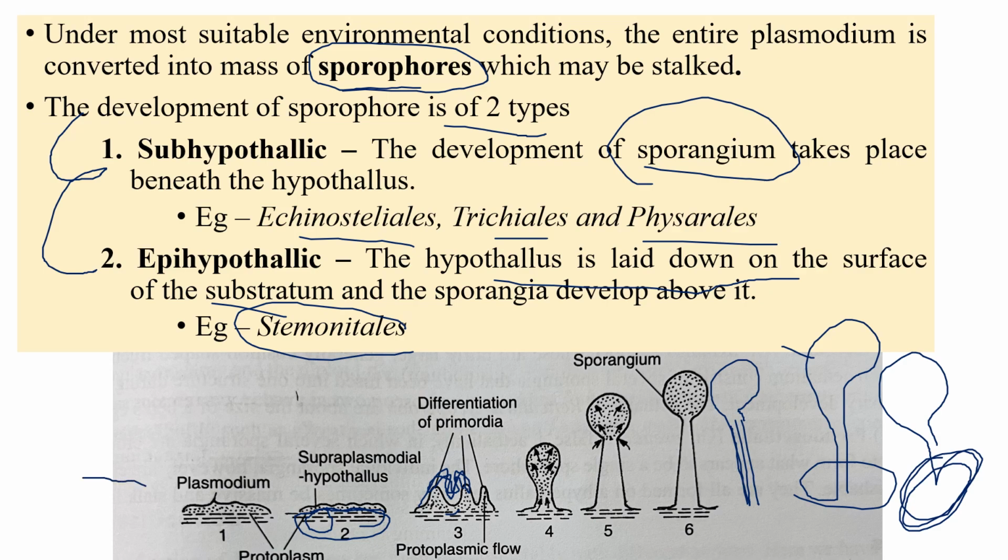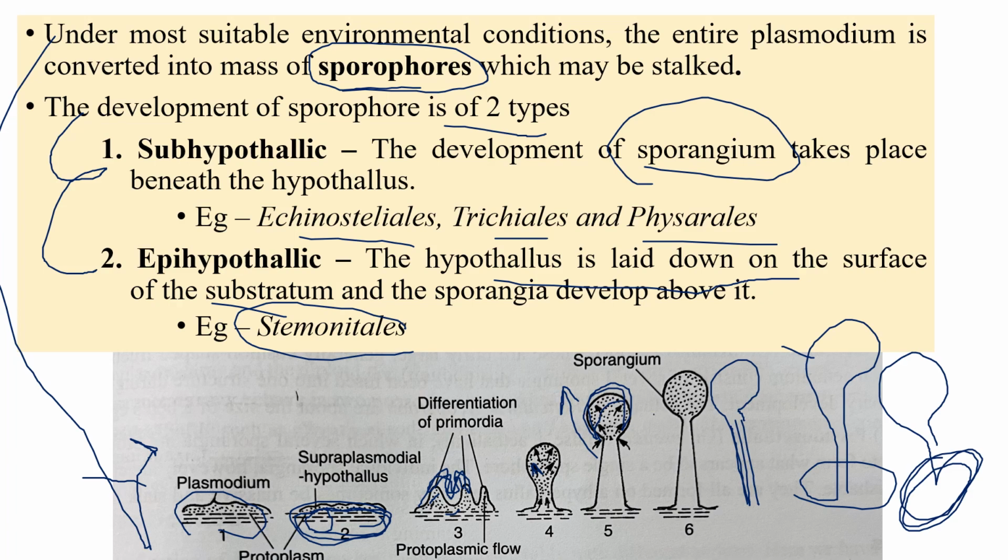As I just told you, under unfavorable conditions this plasmodium starts to develop into a sporangium. So this is the plasmodium. Slowly this plasmodium is producing some primordia. How are these primordia produced? Due to the protoplasmic flow, in whatever direction the protoplasm is going, the sporangia also start to develop. We can see some arrow marks here, which means the protoplasm is moving in that direction, so that it forces the production of this bulb or this kind of structure that is called a sporangium.